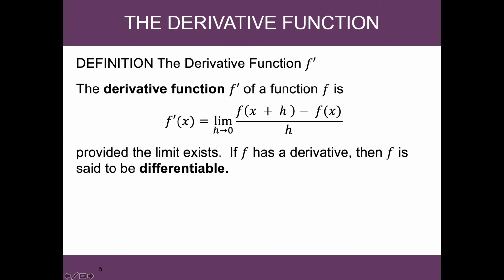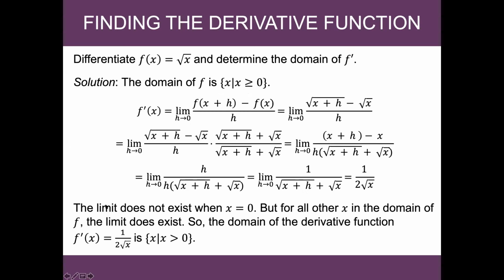So the definition now of the derivative function f prime, that f prime now has meaning as the derivative function. F prime of a function is the limit as h goes to 0 of f of x plus h minus f of x over h, provided the limit exists. If f has a derivative, then f is said to be differentiable. Here is now the definition we're going to be using, and I've made reference to it as the limit definition of derivative. It's the limit definition, okay? Limit definition of derivative.